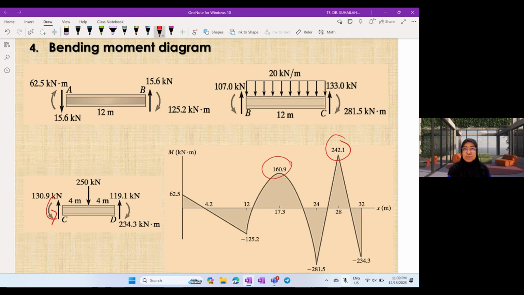So please continue exercise, because after this, we'll focus on the effect as well, the support settlement effect, before we move to frame analysis. It is tight sway frame analysis. Okay, so that's all for this session.